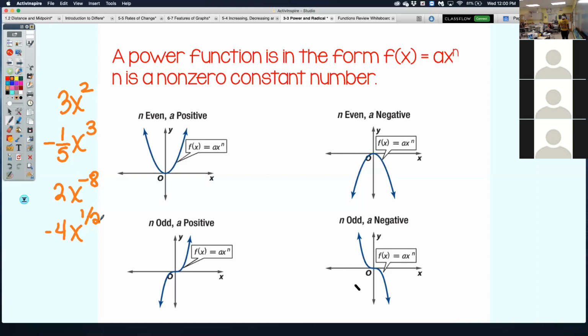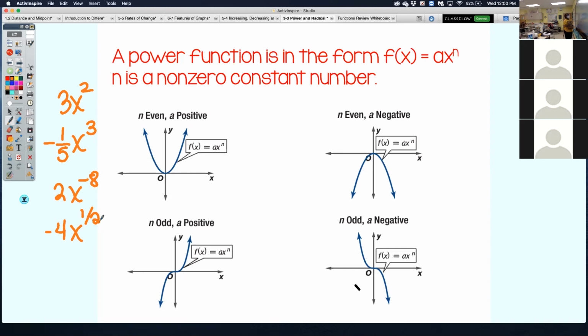some non-zero constant number. Now, do realize that if n is even, if your exponent is even, and a is positive, your coefficient is positive, then it's going to look somewhat like this first picture, where both ends of the graph are going to go up on your graph. However, if n is even and a is negative, then it's going to look like some variation of the graph on the right, where both ends point down.